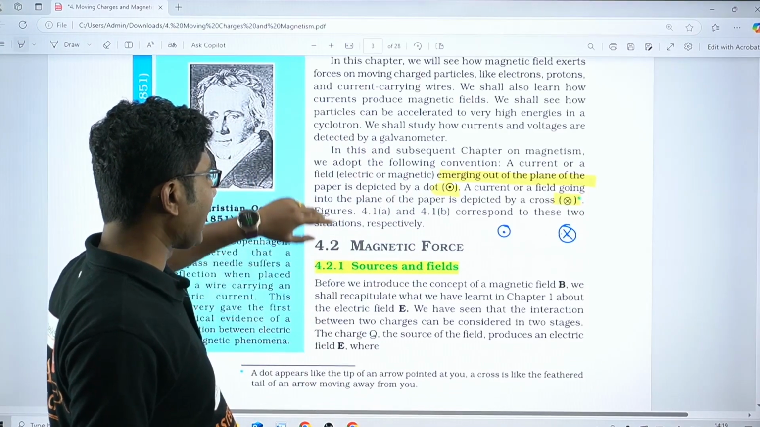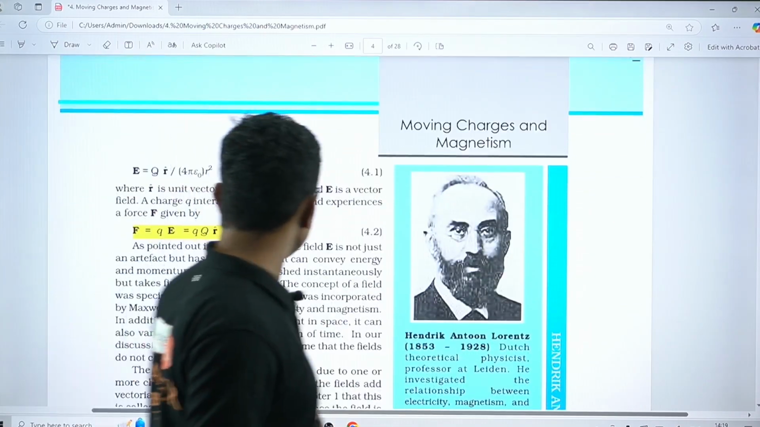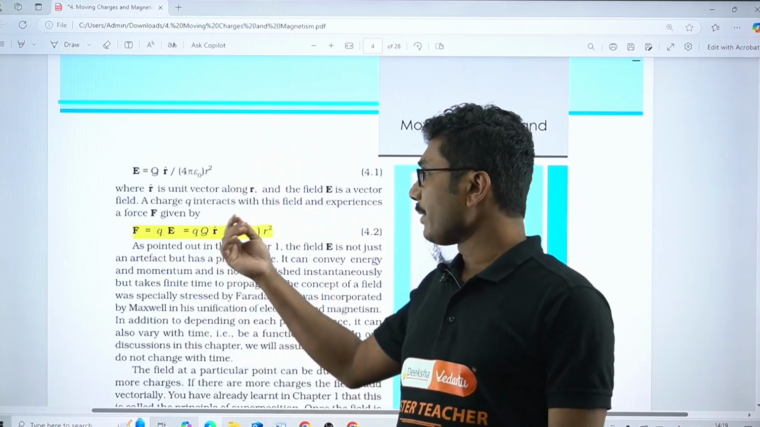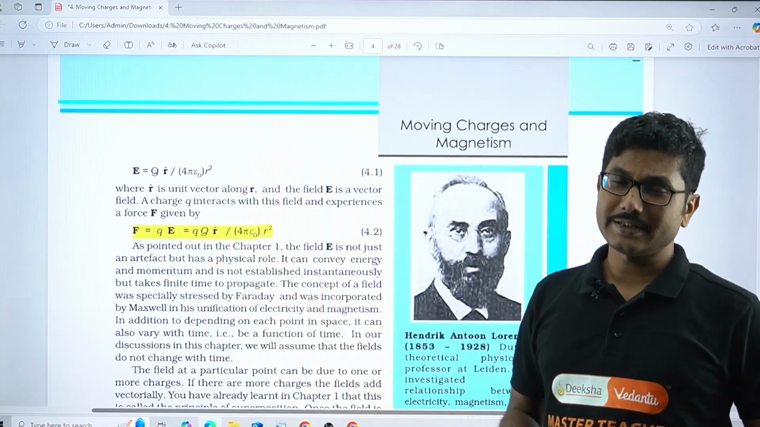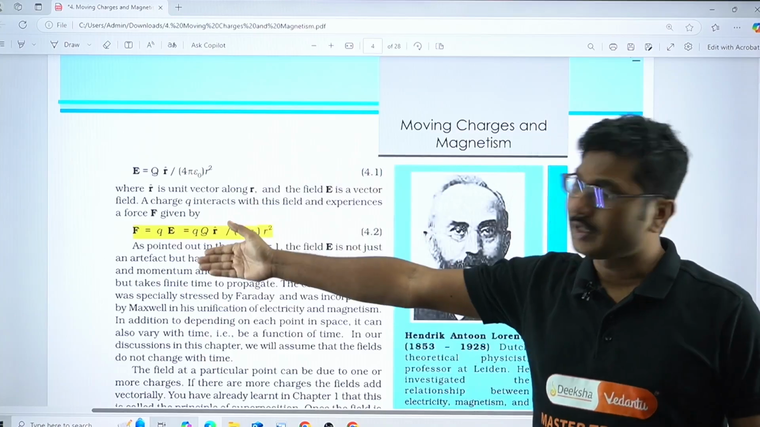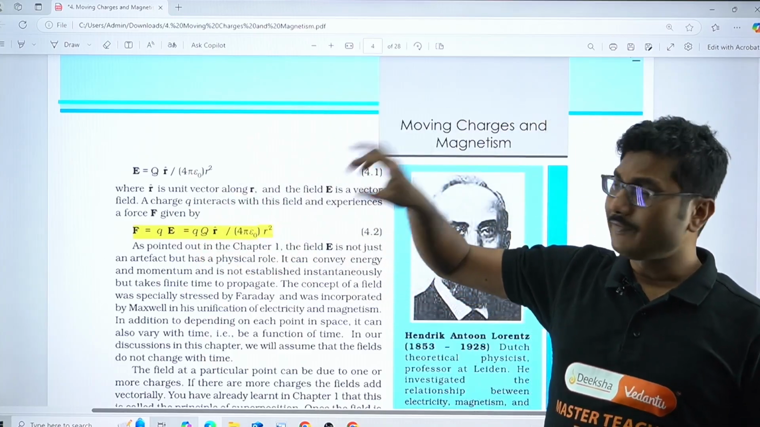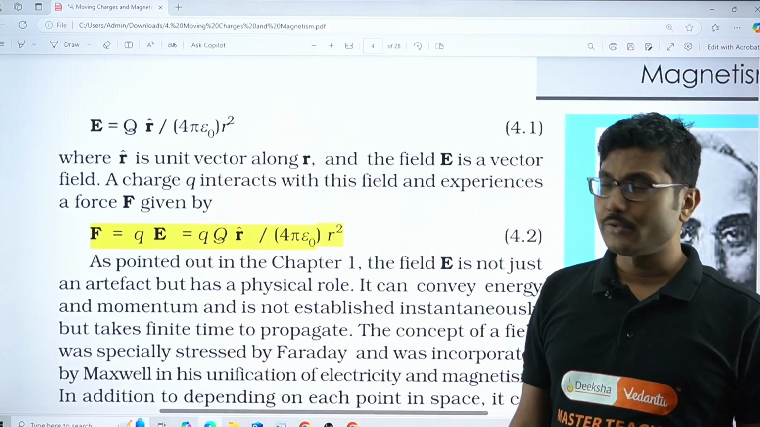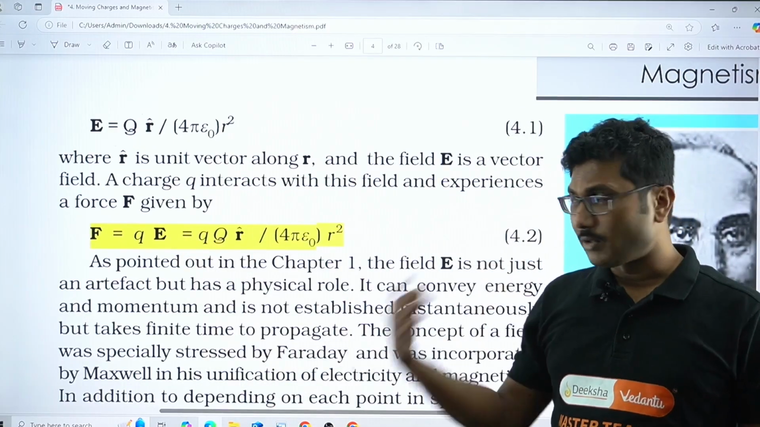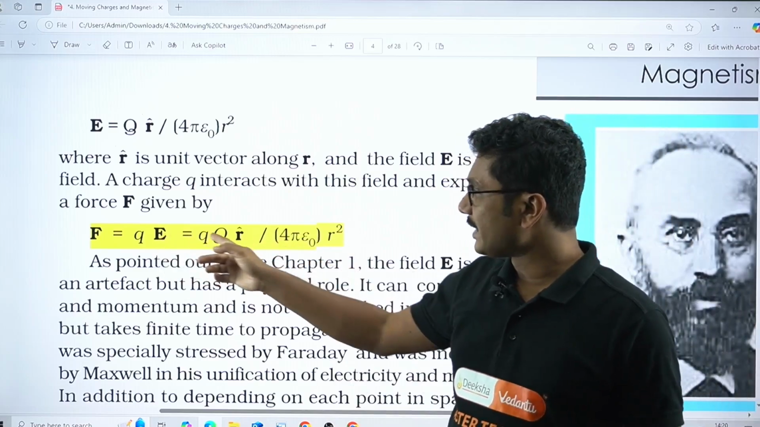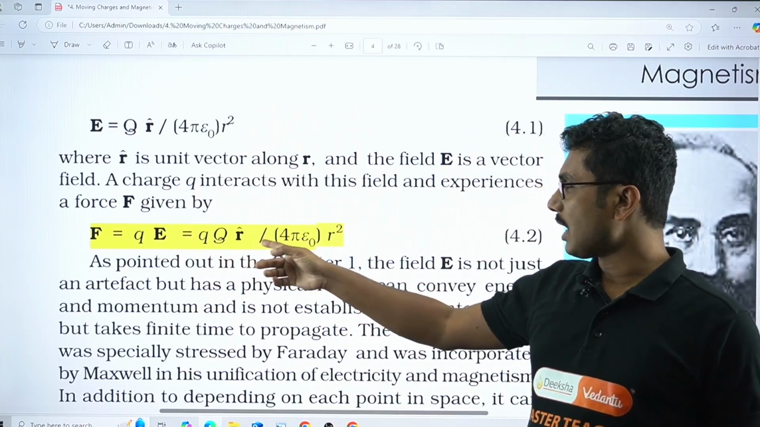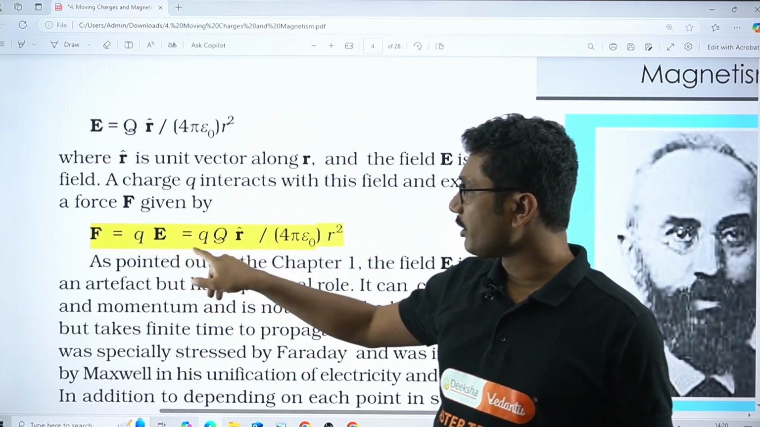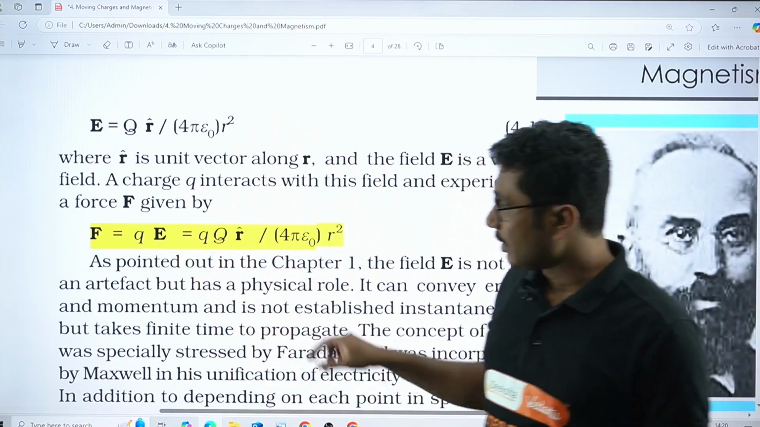Now, source and field, magnetic force. This is very, very important: when you have an electric charge kept in an electric field, it experiences a force. We have studied this equation three or four times now. F is equal to qE. If you remember, E is basically given by q r cap by 4 pi epsilon naught r square. You just multiply with this small q to get the electric force.